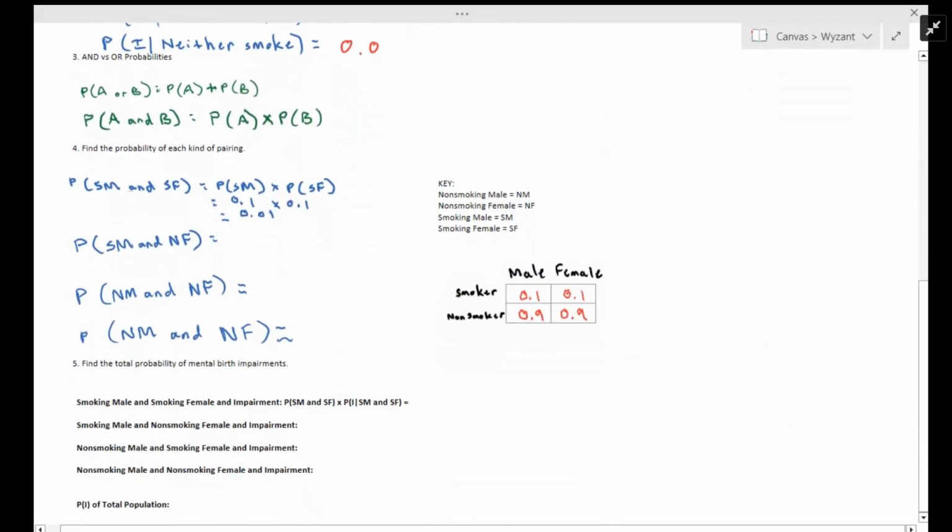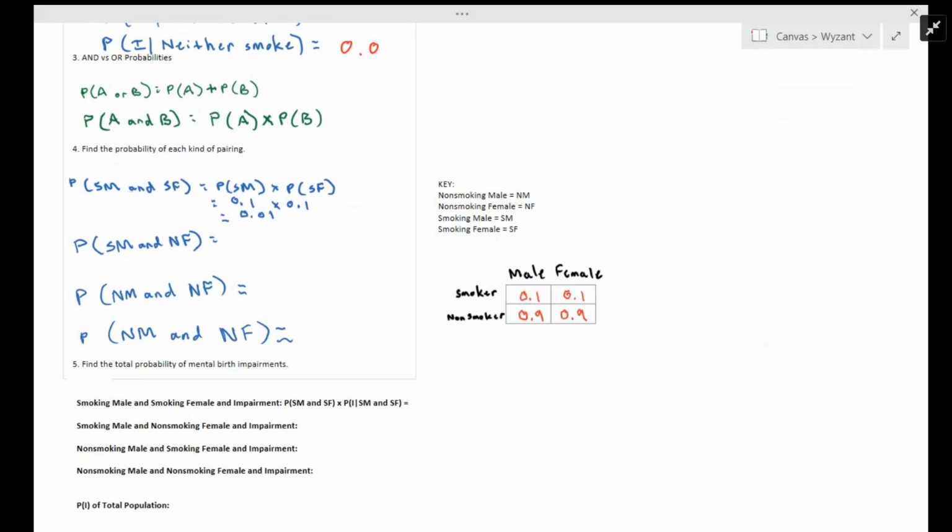So recall that probability of "and" or "or" will have different operations. The probability of A or B occurring is probability of A plus probability of B. This is only if A and B are mutually exclusive. So the probability of A and B would be multiplication. Probability of A times probability of B. So this would give you the probability that both events occur.